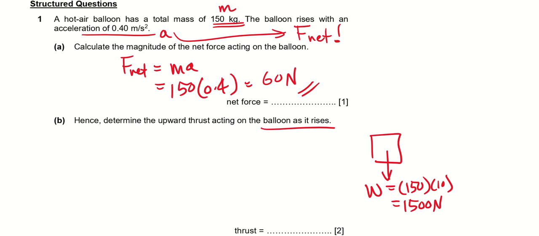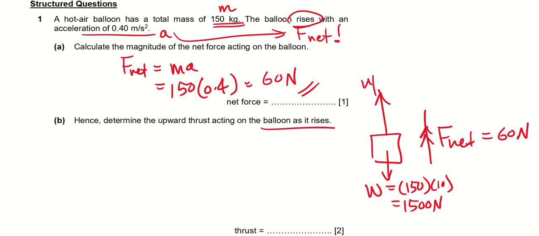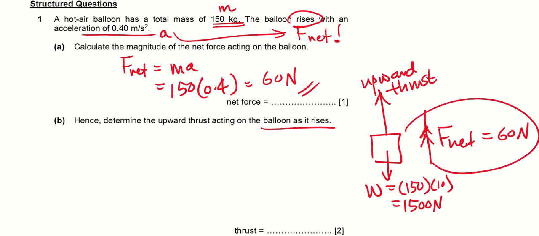And the net force is upwards. Why upwards? Because they say the balloon rises. Definitely is going up. And we have done our calculation for F net, which is 60 Newton. So there must definitely be an upward force. So this is our upward thrust. So how much should the upward thrust be so that the net force is 60 Newton upwards while the weight is 1500?